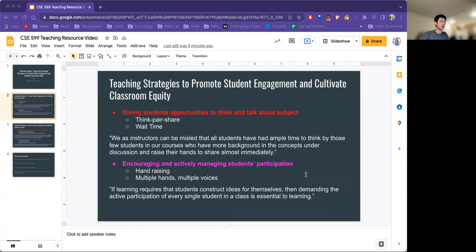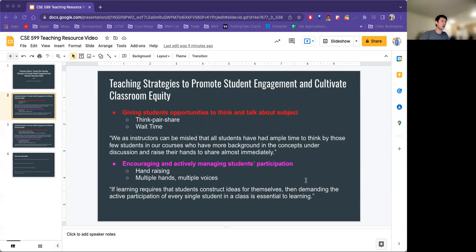Hand raising. This will provide greater access to more students than an open, unregulated discussion. With hand raising, the instructor can also be explicit about asking for hands from those of us who haven't had a chance yet to share, which will cultivate a classroom conversation that goes beyond a few students in the front row.